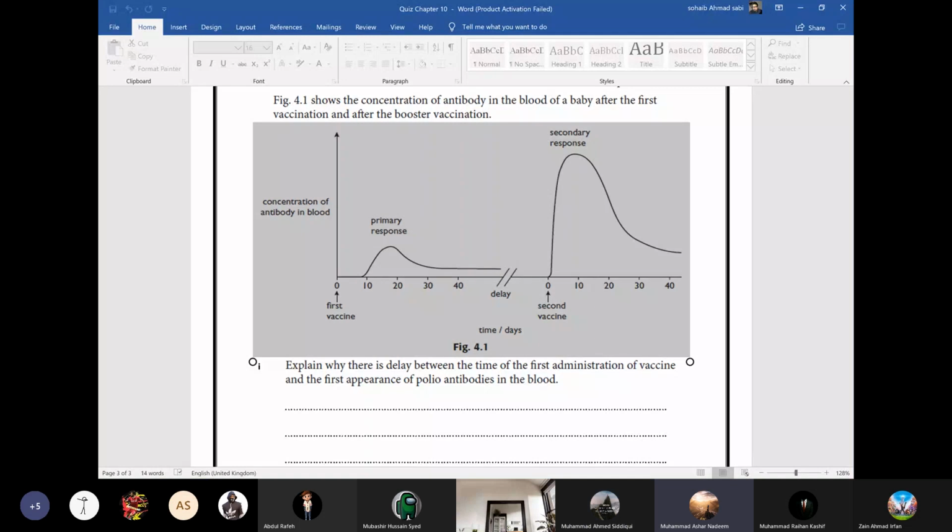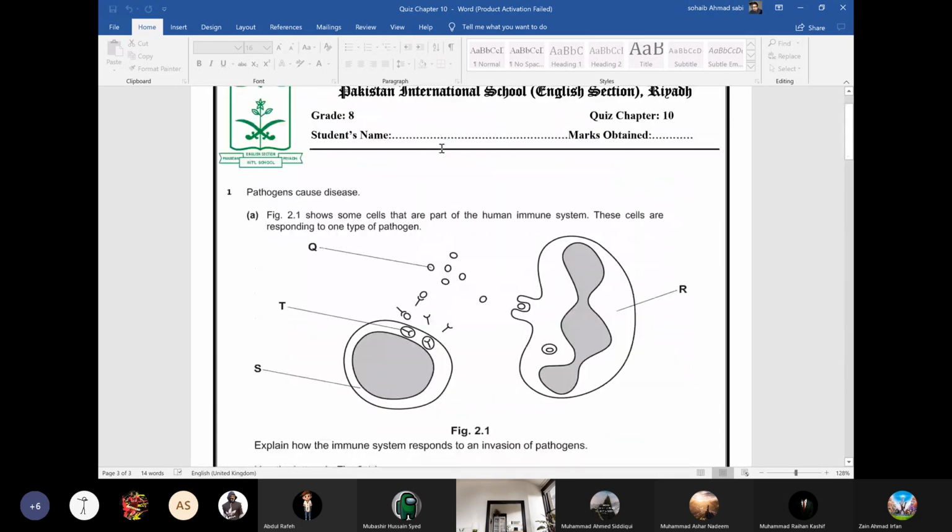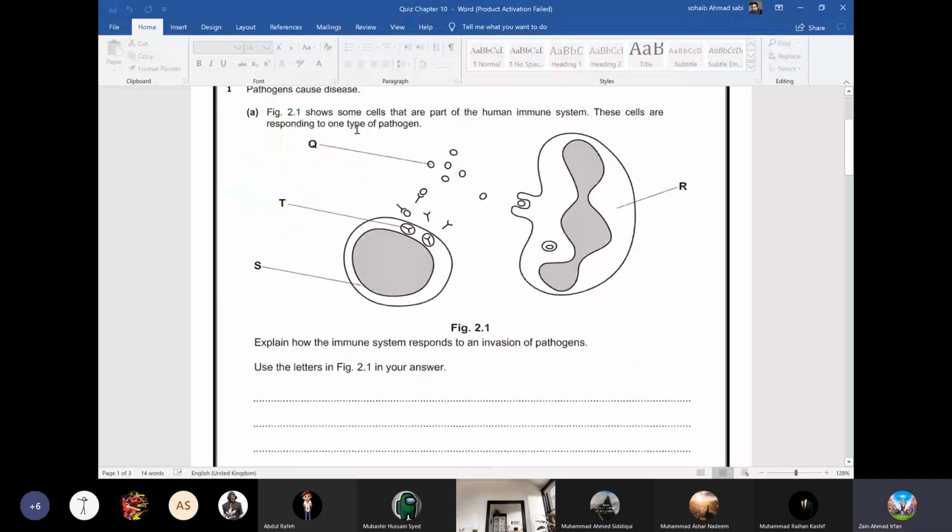Very good answer. The second answer is that there is more concentration of antibodies. All right, boys. Very good, boys. So this worksheet is done, right? Do you guys have any question? No, sir. Okay, boys.